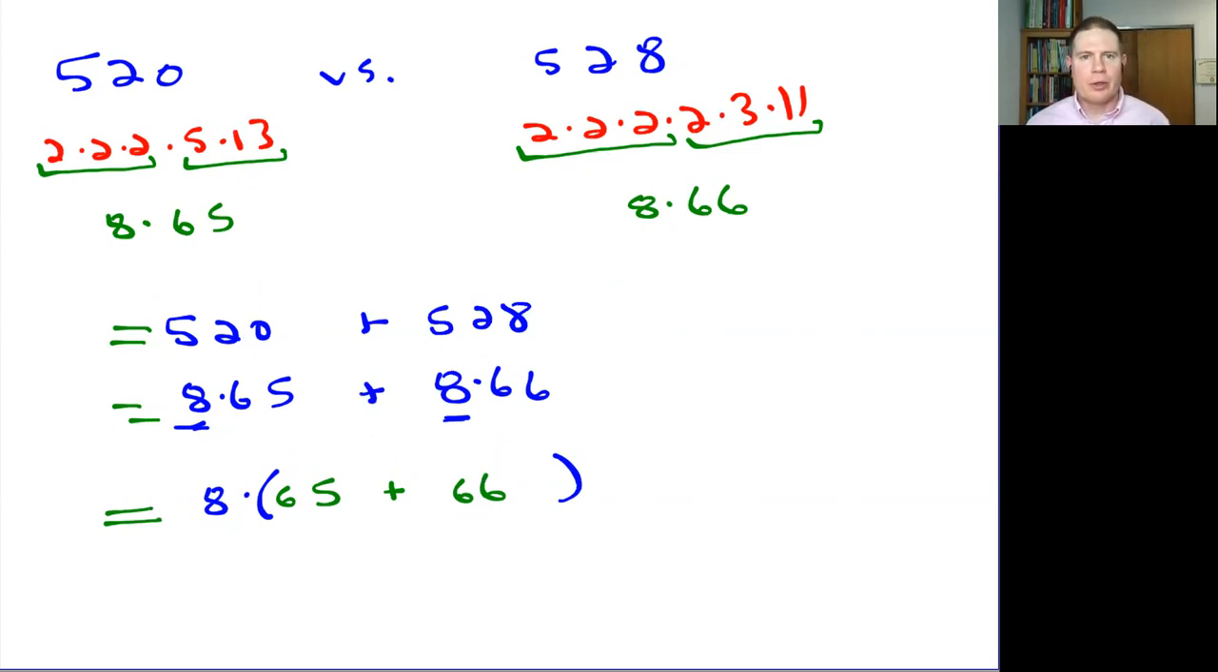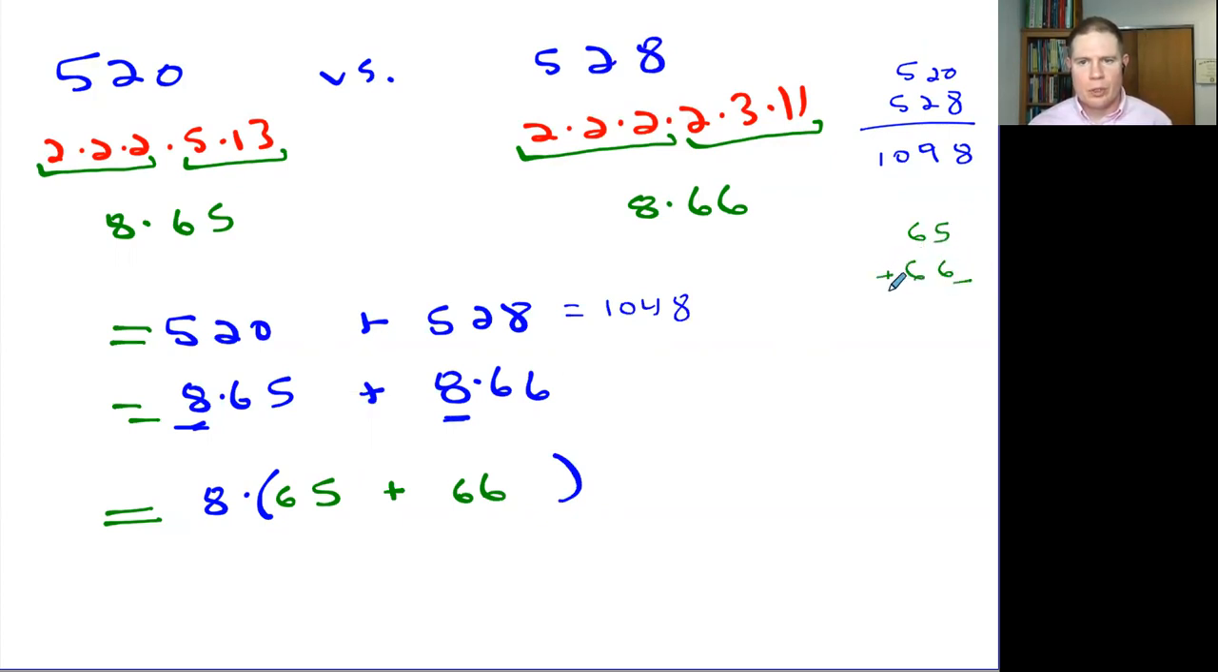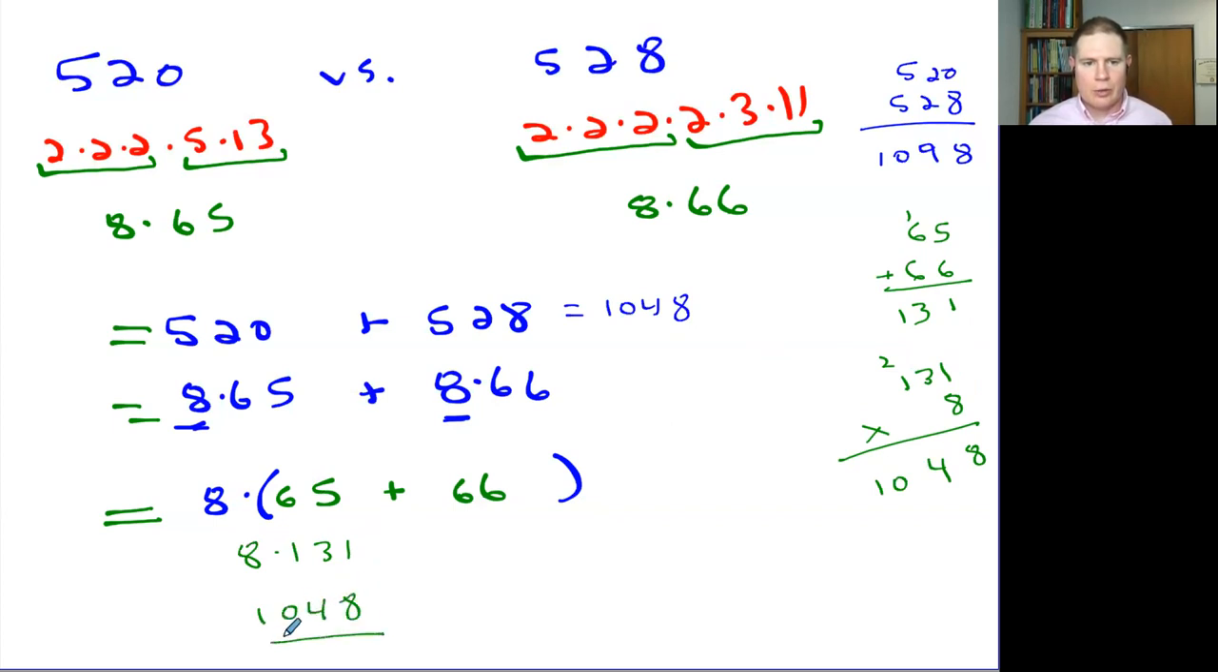Well, let's check that. 520 plus 528, pretty simple. 0 plus 8, 2 plus 2, 5 plus 5 is 10, so I get 1048. And let's look at this. 8 times this sum, 65 plus 66. 6 plus 5 is 11. 6 and 6 is 12, plus 1 is 13. So 8 times this sum, that's going to simplify to 8 times 131. And if I do 131 times 8, 8 times 1 is 8, 8 times 3 is 24, 8 times 1 is 8, plus 2 is 10. I get 1048, right? Same value.